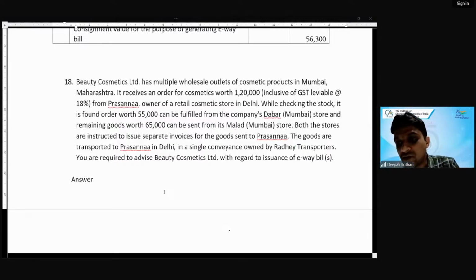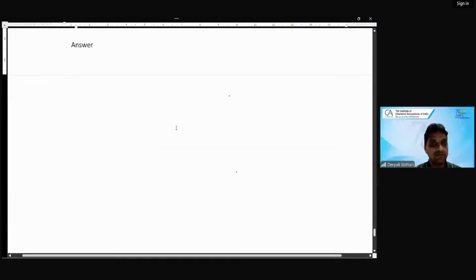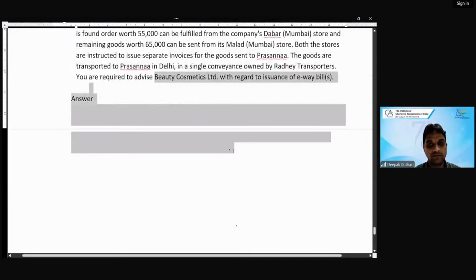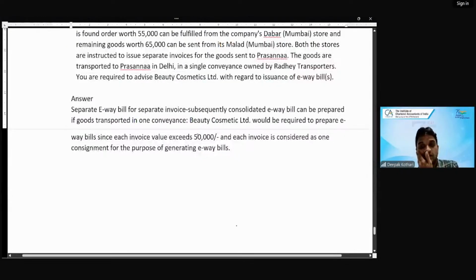Number of e-way bills is equal to number of e-way bills. Wow. What is the new thing in that? Separate e-way bill for separate invoices. Subsequently, a consolidated e-way bill can be prepared if goods are transported in one conveyance.